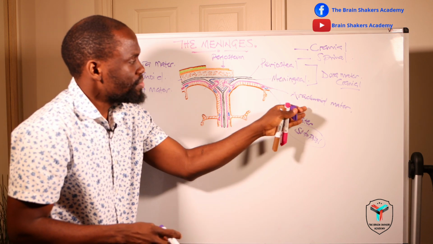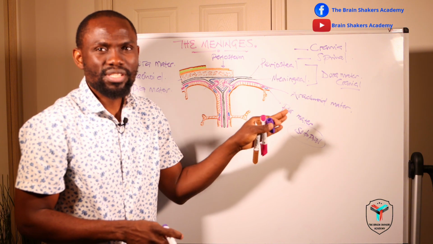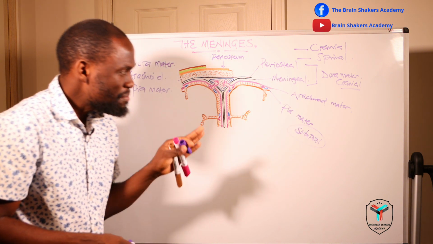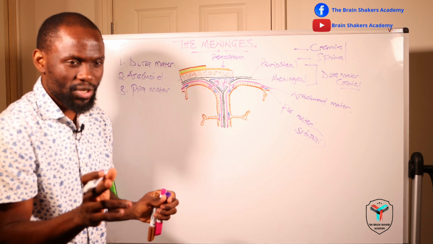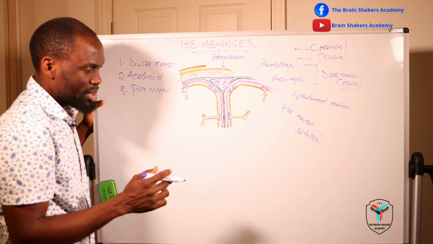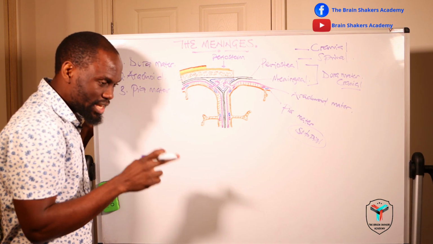Now, these are the three meninges in the cranium, but what forms the meninges in the spinal cord? If we get to the spinal cord, it is the same meninges in continuation to the spinal cord. But important to mention is that when you get to the spinal cord, the dura mater is going to be a single layer.